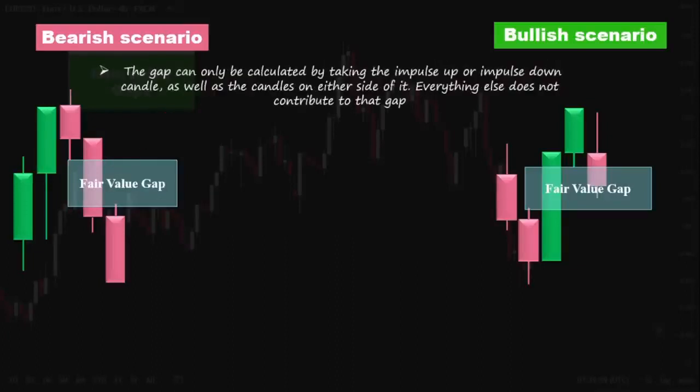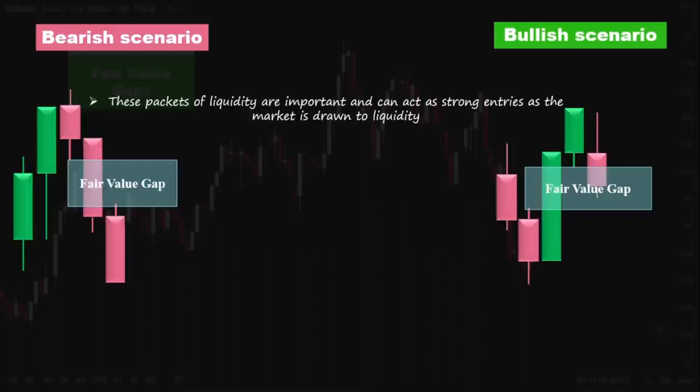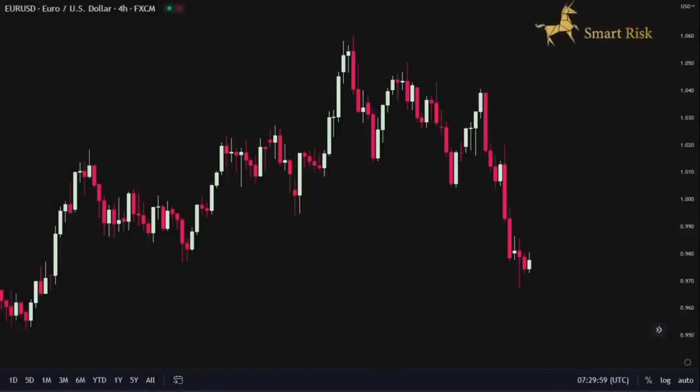The key to identifying fair value gaps is that the gap can only be calculated by taking the impulse up or impulse down candle, as well as the candles on either side of it. Everything else does not contribute toward that gap. These packets of liquidity are important and can act as strong entries in the market. For example, here price has the tendency to move downward, and it wants to sweep the potential liquidity zones above it. Thus, these areas are great areas where the price may rise and, after testing, continue bearish with even more strength. So, traders, we already have discussed the basics of our strategy.